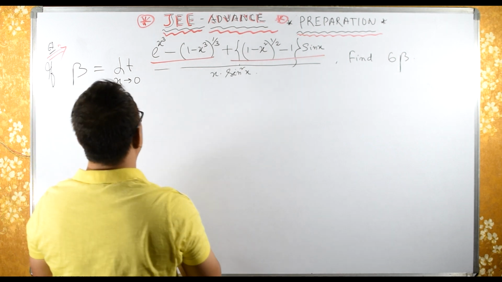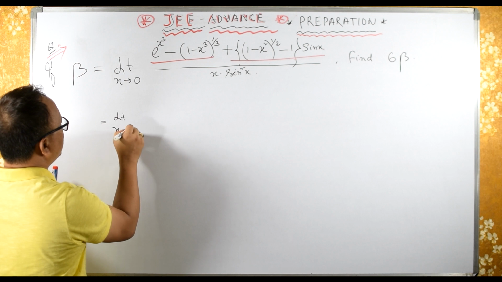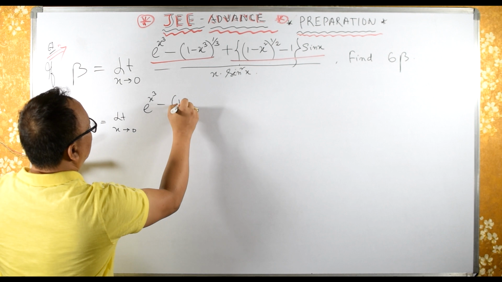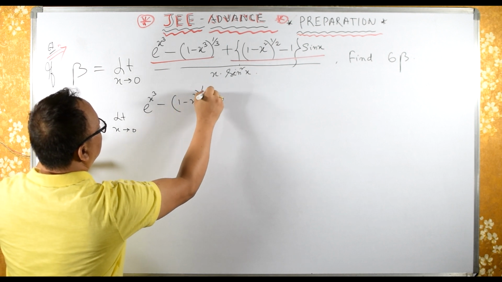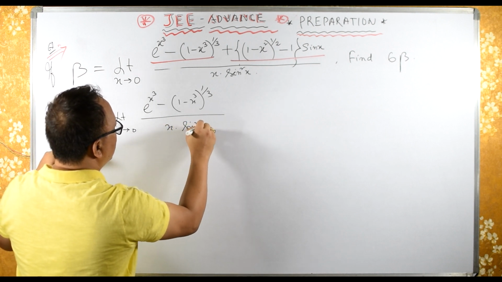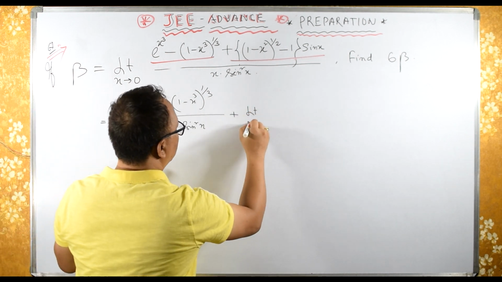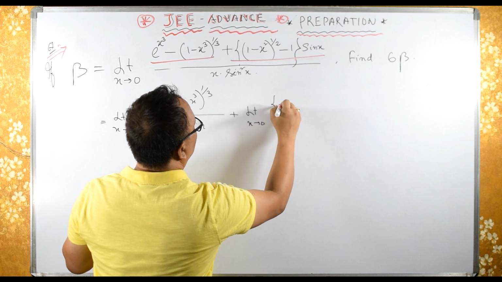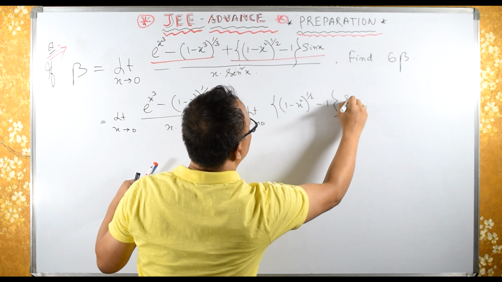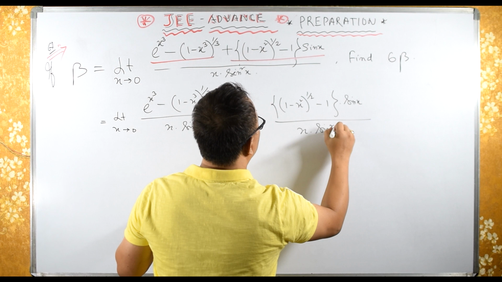So this is the same as limit x tends to 0 of (e raised to x cube minus 1 minus x cube) raised to 1 by 3 upon x into sine square x, plus limit, I am separating the limit also, here x tends to 0, of (1 minus x square) raised to half minus 1 into sine x upon x into sine square x.